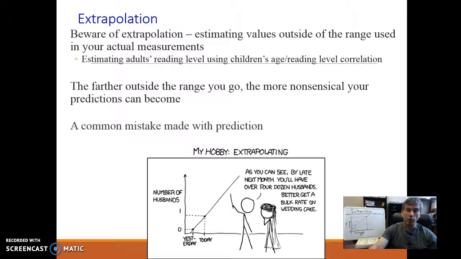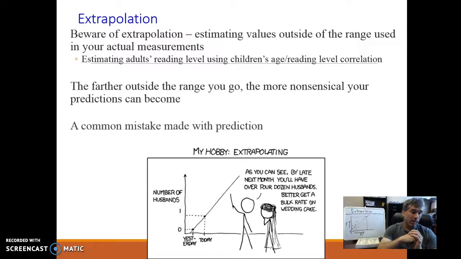The most common mistake made with prediction is extrapolation in general, but it's most commonly used to project into the future. As we see here, we've got a woman in a wedding gown, and she's being told, okay, you had 0 husbands yesterday. You have 1 husband today. Obviously, you are picking up husbands at the rate of 1 a day, so a few weeks from now, you're going to have 4 dozen husbands. You're going to be adding 1 every single day. Of course, that's absurd. The reason is it's extrapolating from 2 data points where a very meaningful change in the number of husbands has occurred. It was 0 yesterday, it's 1 today. Extrapolating beyond that is going to lead to some absurd conclusions.